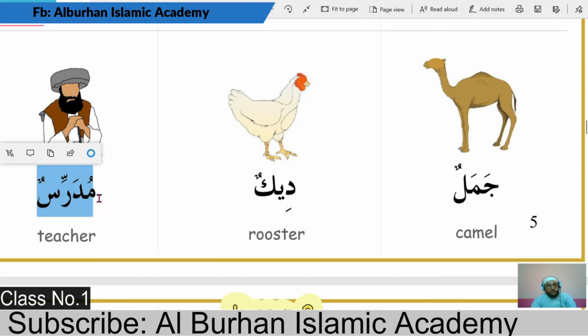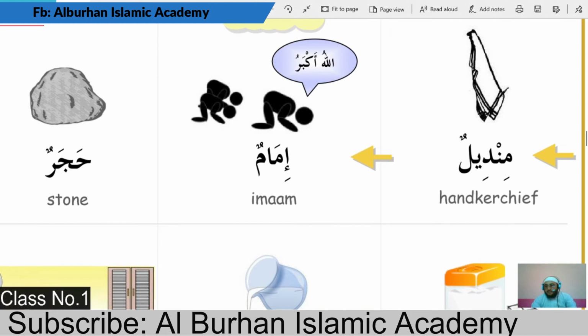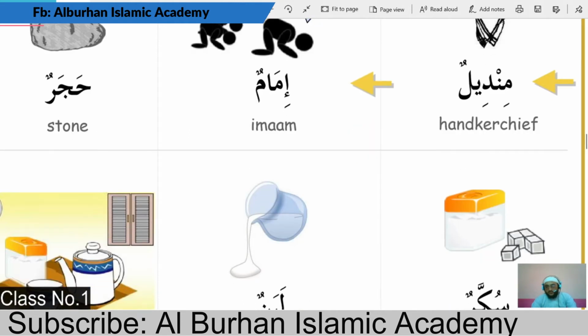Next, mudarrisun. Mudarris used for teacher. All right. Next, mendilun. Mendil used for handkerchief. Imamun. Imam used for imam, just like who leads prayer in the masjid. All right, next, hajarun. Hajar used for stone, just like hajar aswad, black stone.